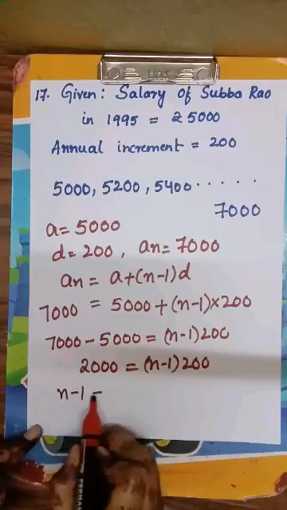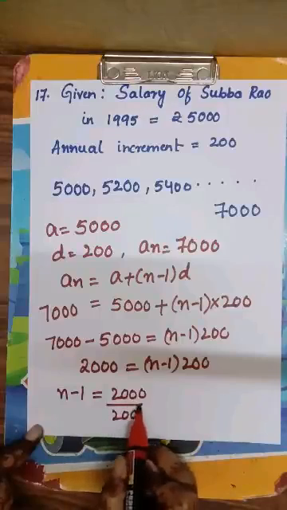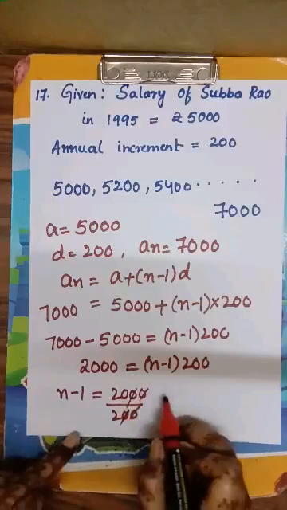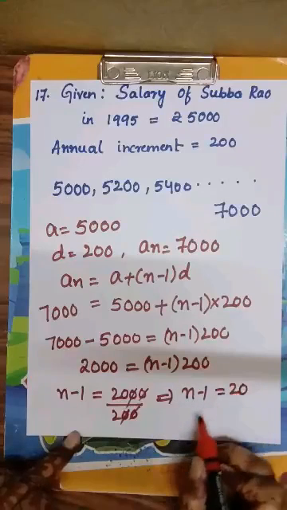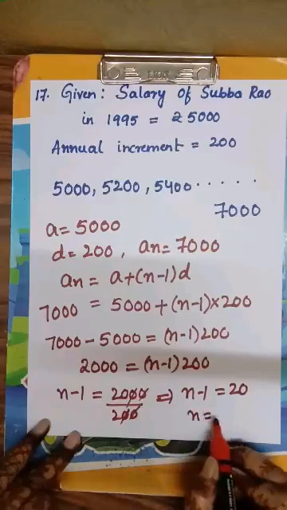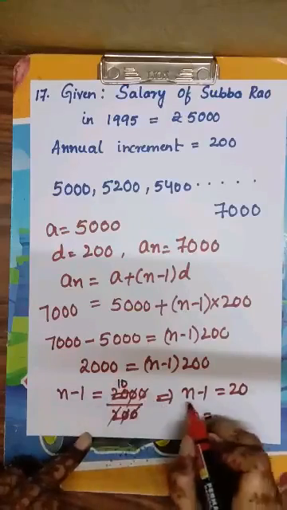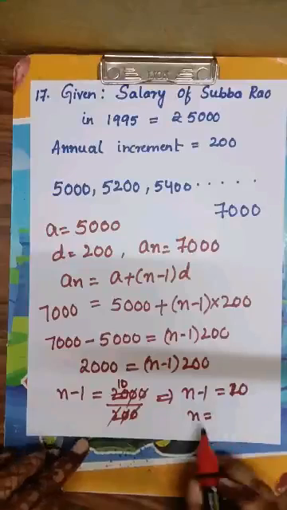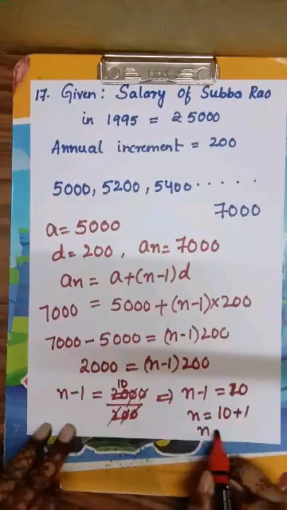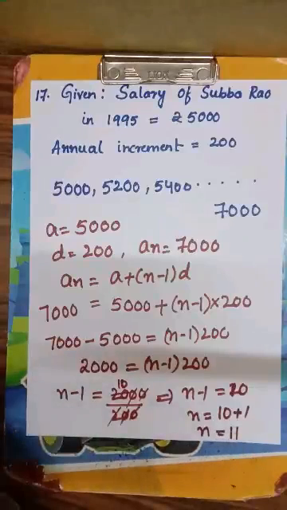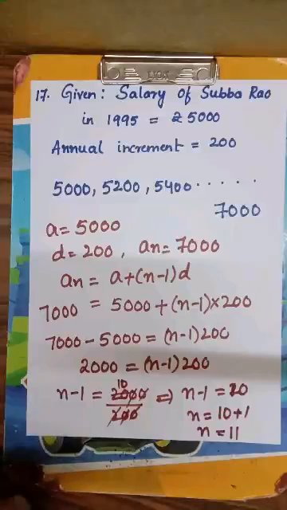So n minus 1 is equal to 2,000 by 200. The zeros get cancelled. So n minus 1 is equal to 10. N is equal to 10 plus 1, that is n is equal to 11. So after 11 years, his salary reaches 7,000.